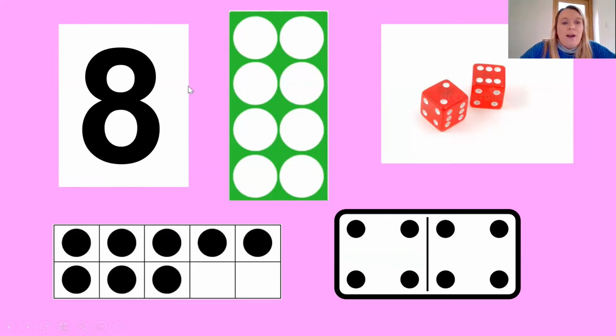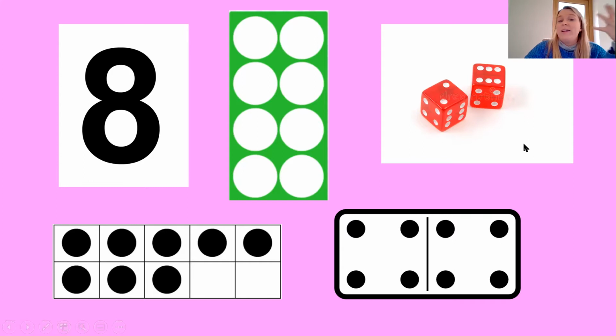So we've got the numeral for 8, which is over here. We've got the Numicon for 8 that we had there. We've got a dice. Now remember, a dice will only go up to the number. Can you remember what number a dice goes up to? Well done if you said the number 6. A dice will only go up to the number 6.